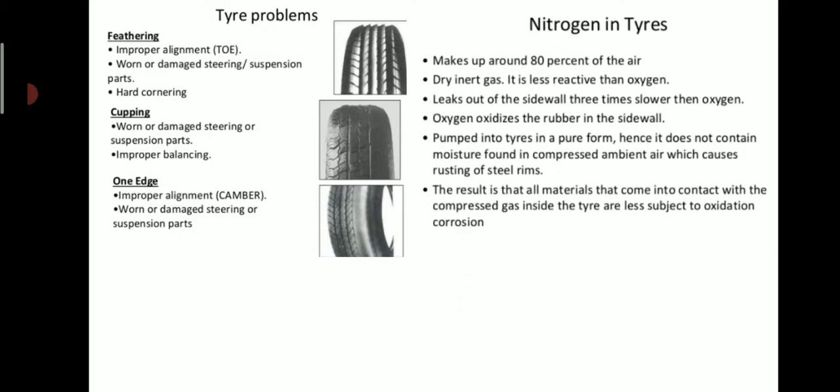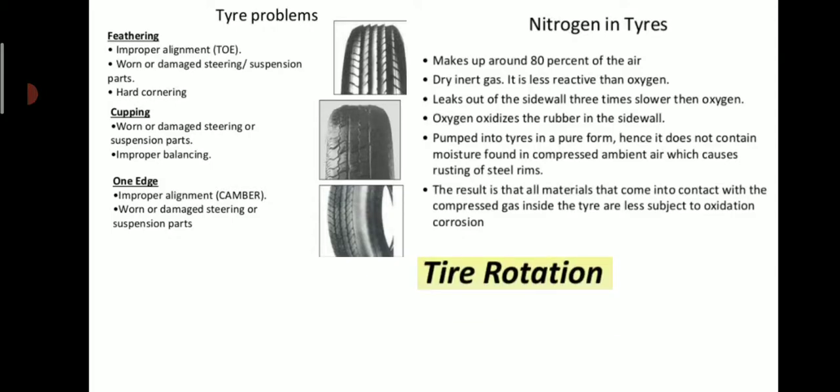After that, we use nitrogen in the tire, which produces some advantages. It makes up around 80% of the air, and it is a dry, inert gas. It is less reactive than oxygen, and leaks out through the sidewall 3 times slower than oxygen. This is the advantage we get with the use of nitrogen. Oxygen oxidizes the rubber in the sidewall, that's why we should not use oxygen. So these are some of the main advantages of using nitrogen in the tires.